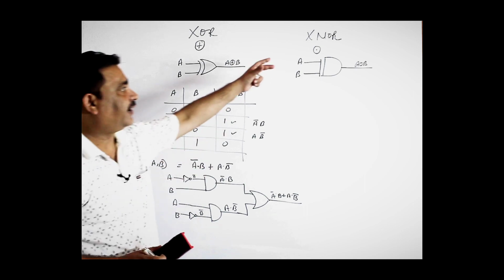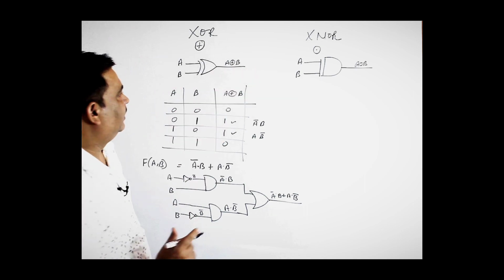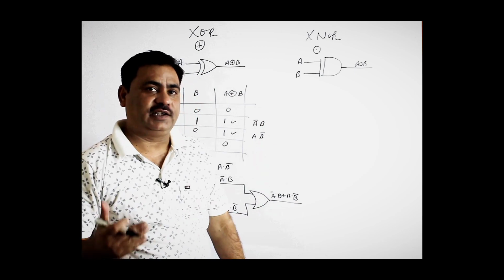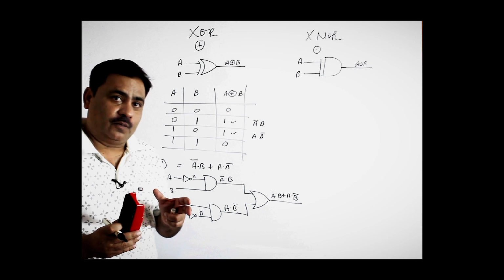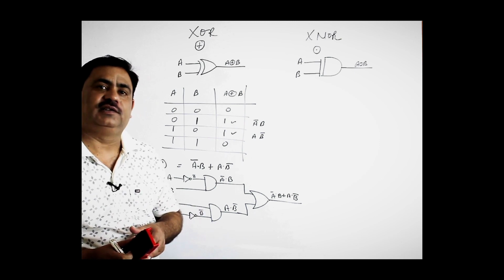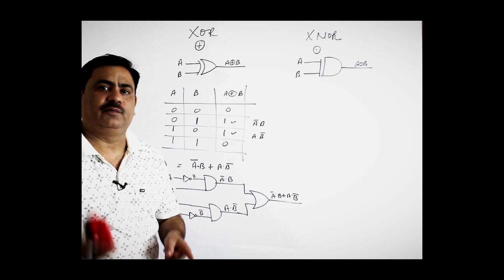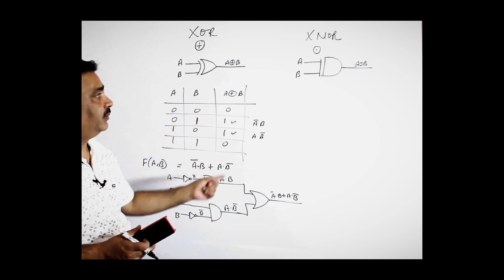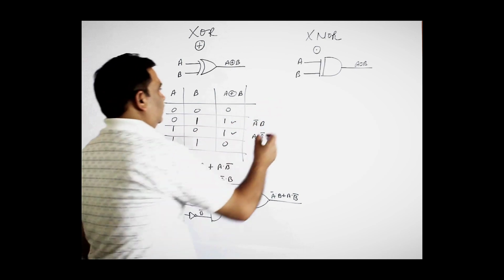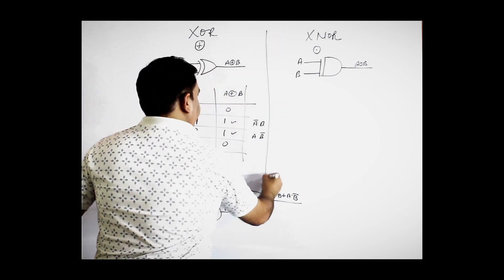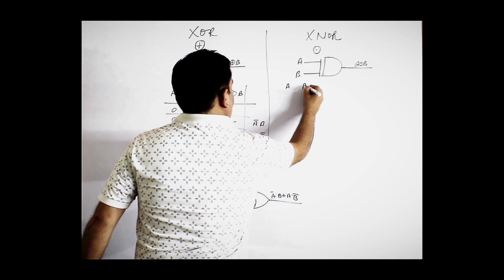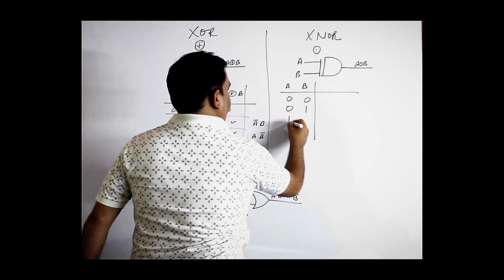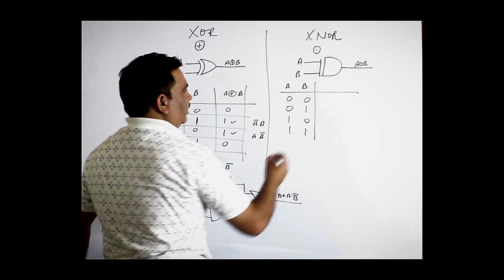Now come to the XNOR gate. In XNOR gate, first of all the definition: when there are an even number of ones in the truth table, then in the output column there will be 1. Here the definition was when there are an odd number of ones, but here it is an even number of ones. I am drawing here A, B, two inputs: 0 0, 0 1, 1 0, 1 1. These are the inputs for the truth table.